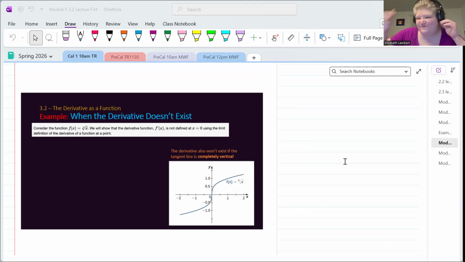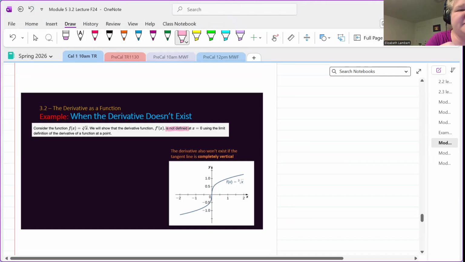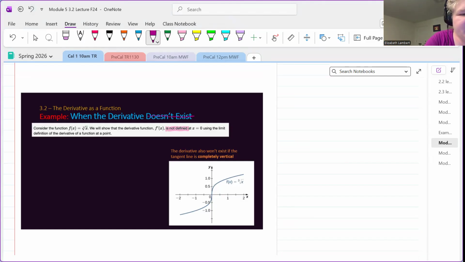Okay, so finishing our 3.2 notes. We do have questions where the derivative doesn't exist. Now, I think the better phrase here is actually where the derivative is not defined, and that is the phrase that is actually in the problem. That phrase, not defined, is very similar to undefined, and that is what it's talking about.